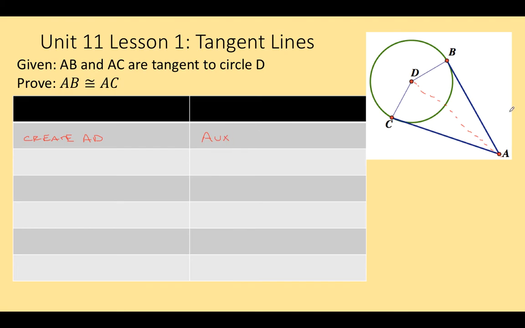And you can see that when we've done that, what we've done is we've created two triangles. And if we can prove those two triangles are congruent, CPCTC will give us AC is congruent to AB. So how can I prove these triangles are congruent? Well, first of all, let's realize that with the tangent radius theorem, this and this are going to be right angles. So I'm going to say angle B and angle C are right angles, and that would be by the tangent radius theorem.